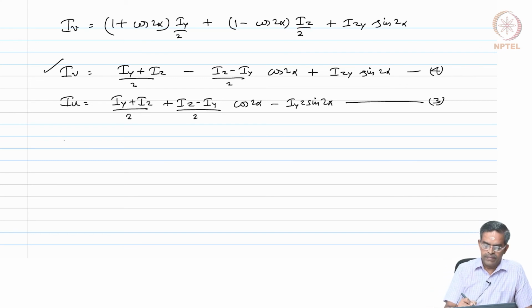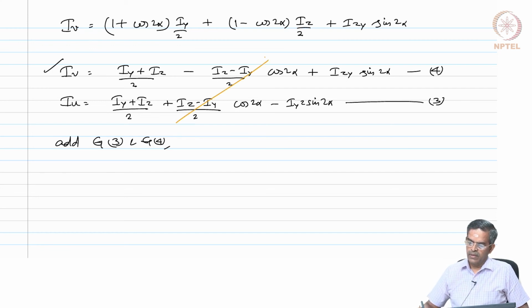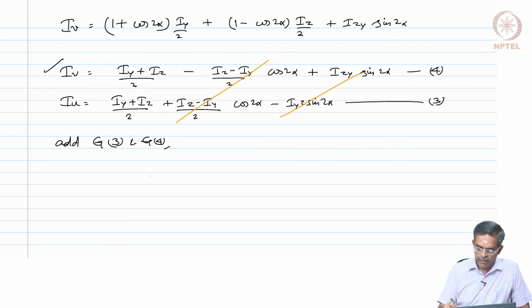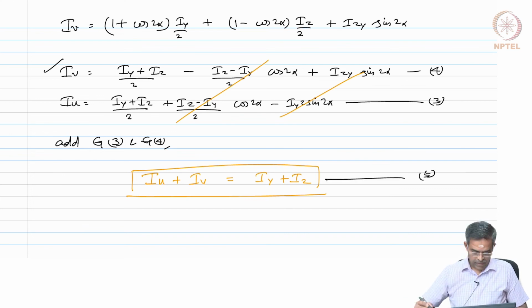So, if I add equations 3 and 4, what do I get? The Iz minus Iy terms and the sin 2 alpha terms go away. So, I can straight away say Iu plus Iv is Iy plus Iz. Am I right? I get this classical relationship. I call this equation number 5. Okay, it is a classical relationship.